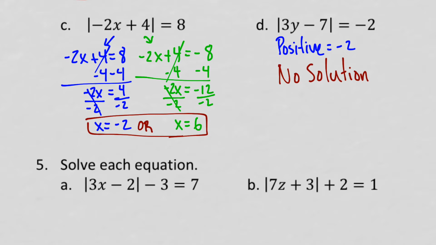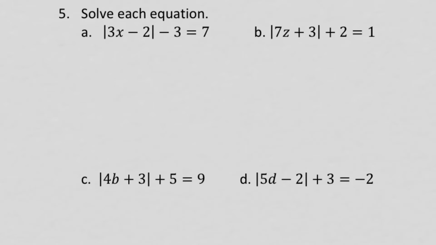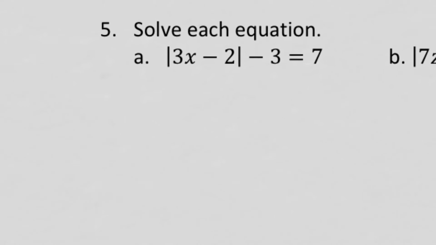For part D, I noticed that the number on the right side was a negative. And that's impossible because this is an absolute value, which is positive. So it's saying that there's a positive number which is equal to negative 2, so no solution. All right, let's do that again. Number 5, same idea, absolute value.